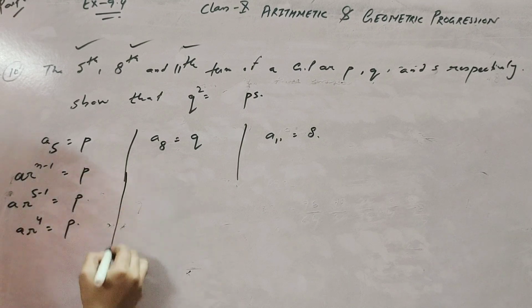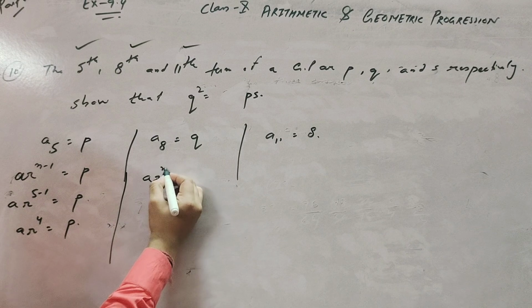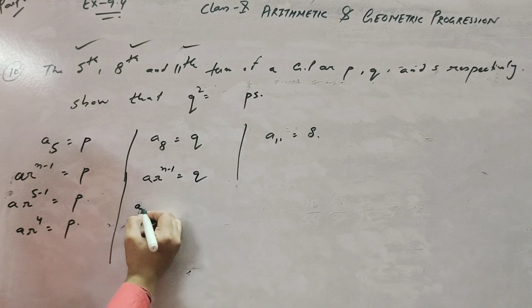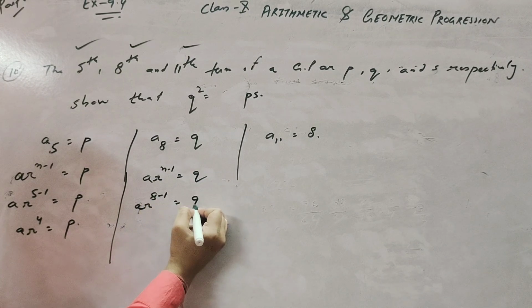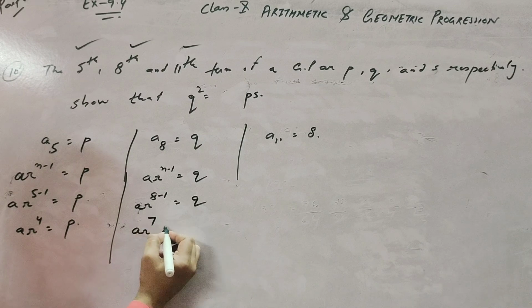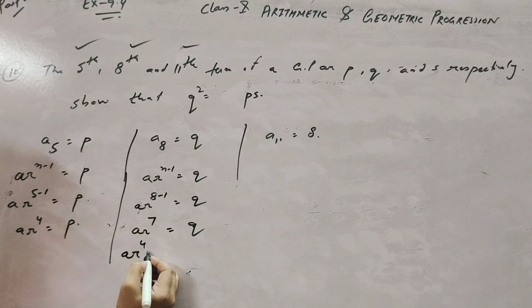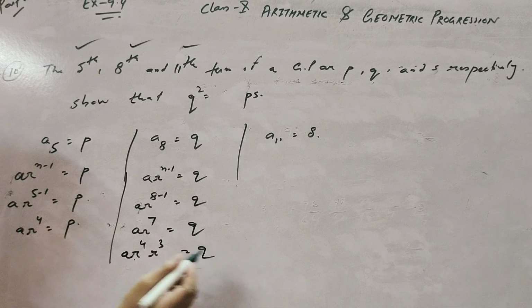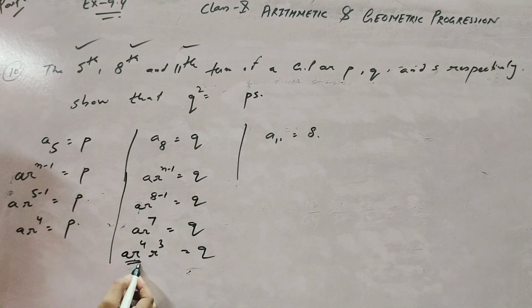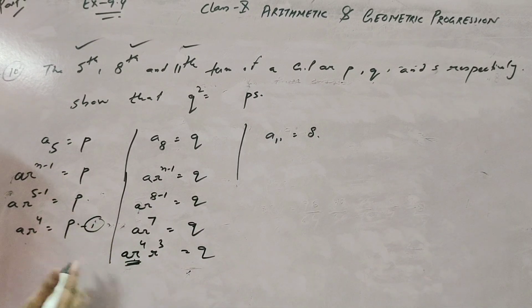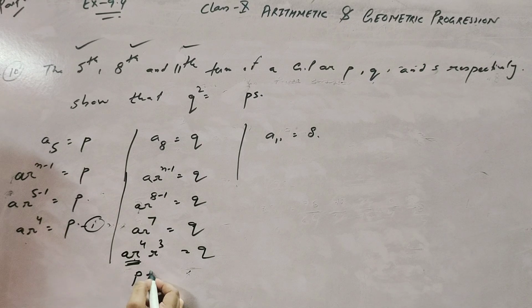Okay, again the general formula: ar^(8-1) equals Q, so ar^7 equals Q. So we write down, breaking the portion, ar^4 into r^3, that is ar^7 equals Q. So in place of ar^4 we write down P using equation 1. So this gives P r^3 equals Q.